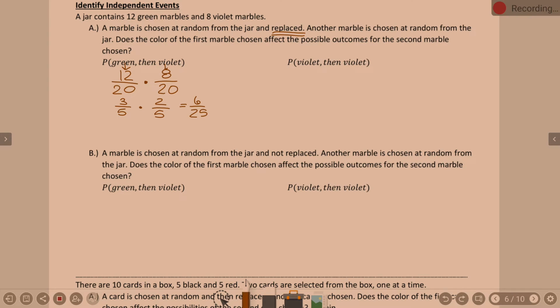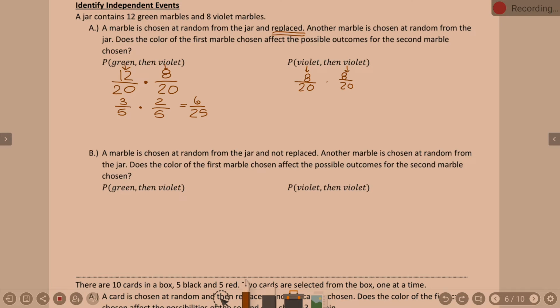What if I change this up and ask the probability of drawing a violet and then another violet? So what's the probability of drawing the first violet? 8/20. 8 violets out of 20 marbles. What's the probability of drawing a violet the second time? 8/20, because you replaced it. The key is, this is a replacement scenario, so it's 8 out of 20.